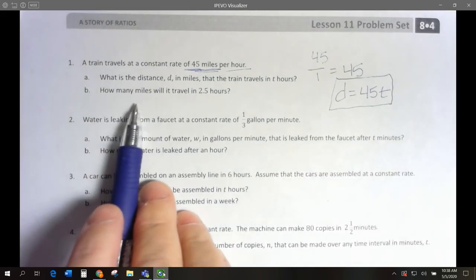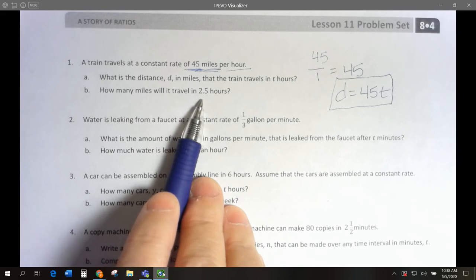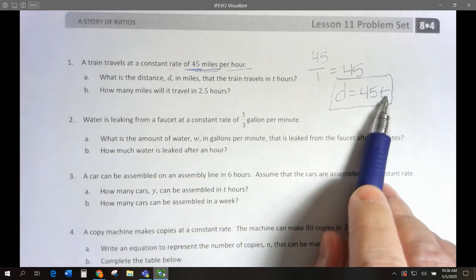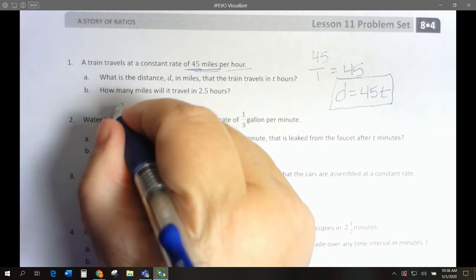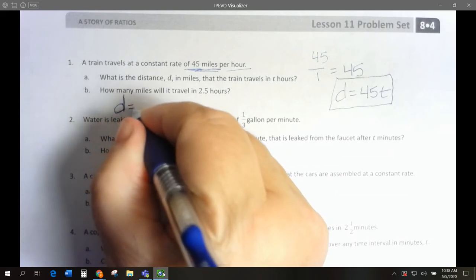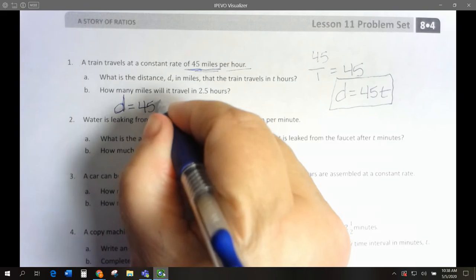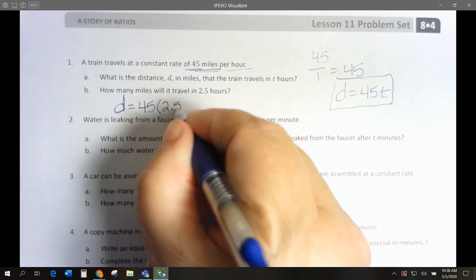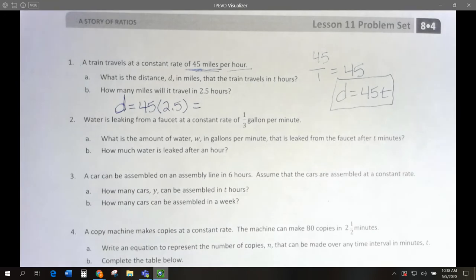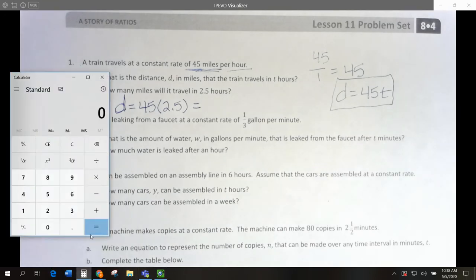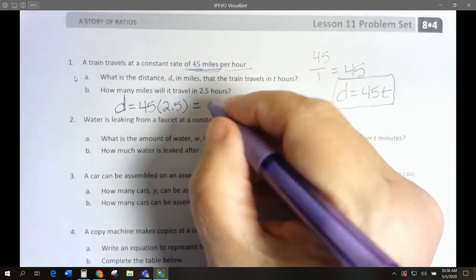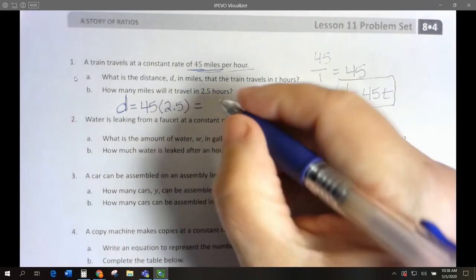B, how many miles will it travel in 2.5 hours? So instead of using t, we're going to use 2.5. So our distance is going to equal 45 times the 2.5. We can go to our calculator here. 45 times 2.5, and we're going to get 112.5 miles.